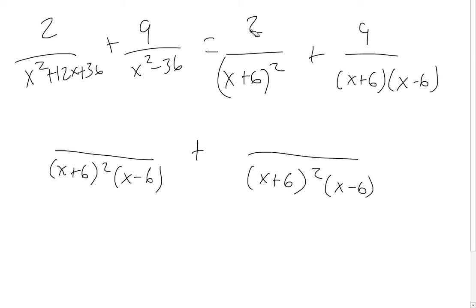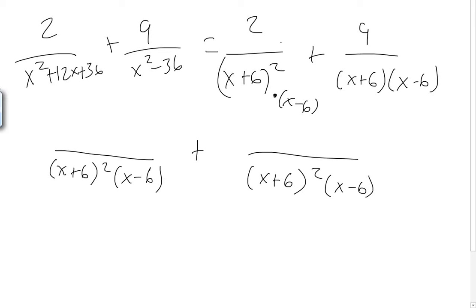Meaning this. Look at this fraction over here. 2 over x plus 6 squared on the left has an x plus 6 squared and an x minus 6. I'm missing this x minus 6 here. So to make these two look the same, I should really just multiply the entire denominator by x minus 6. That makes this denominator look like this denominator.